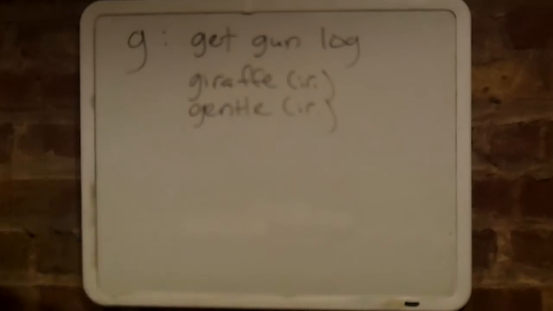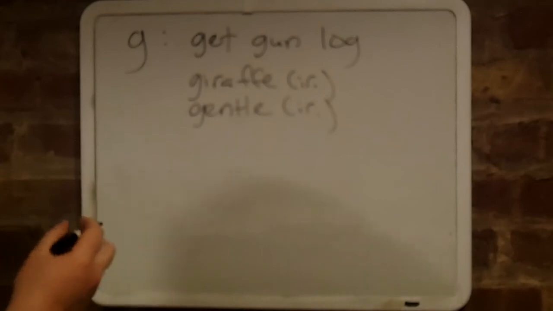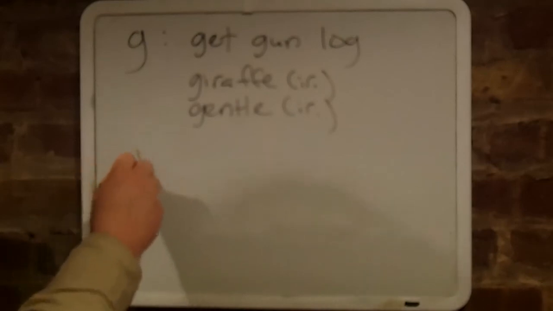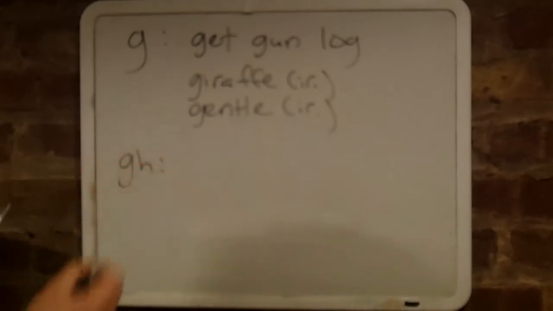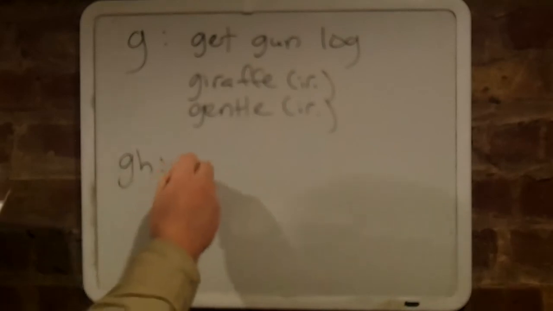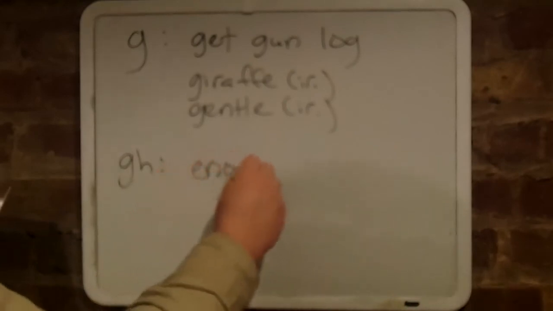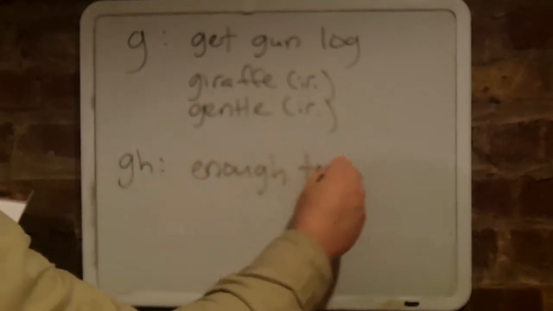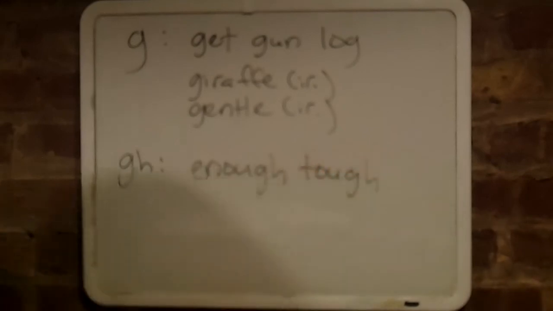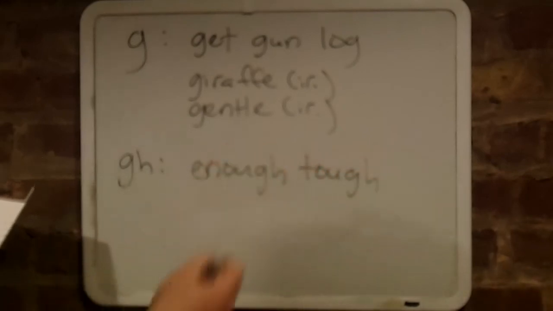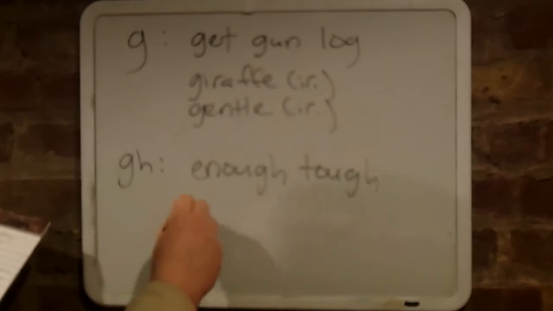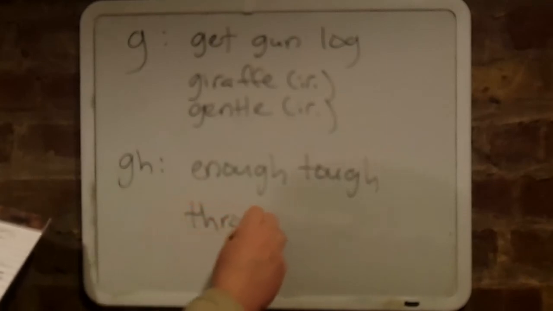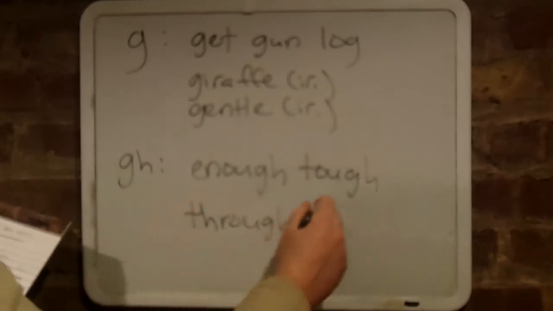And those you pretty much have to learn by heart. GH at the end of the word sounds like F, so you have words like enough, tough. The exceptions to that rule are words like through and dough.